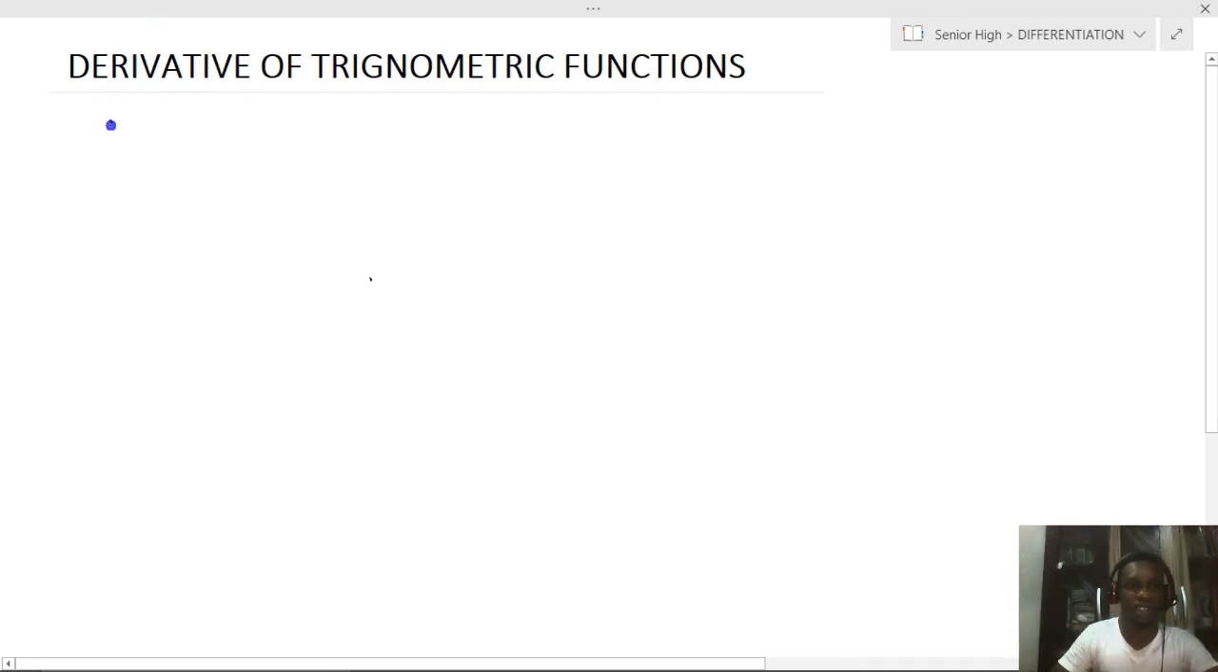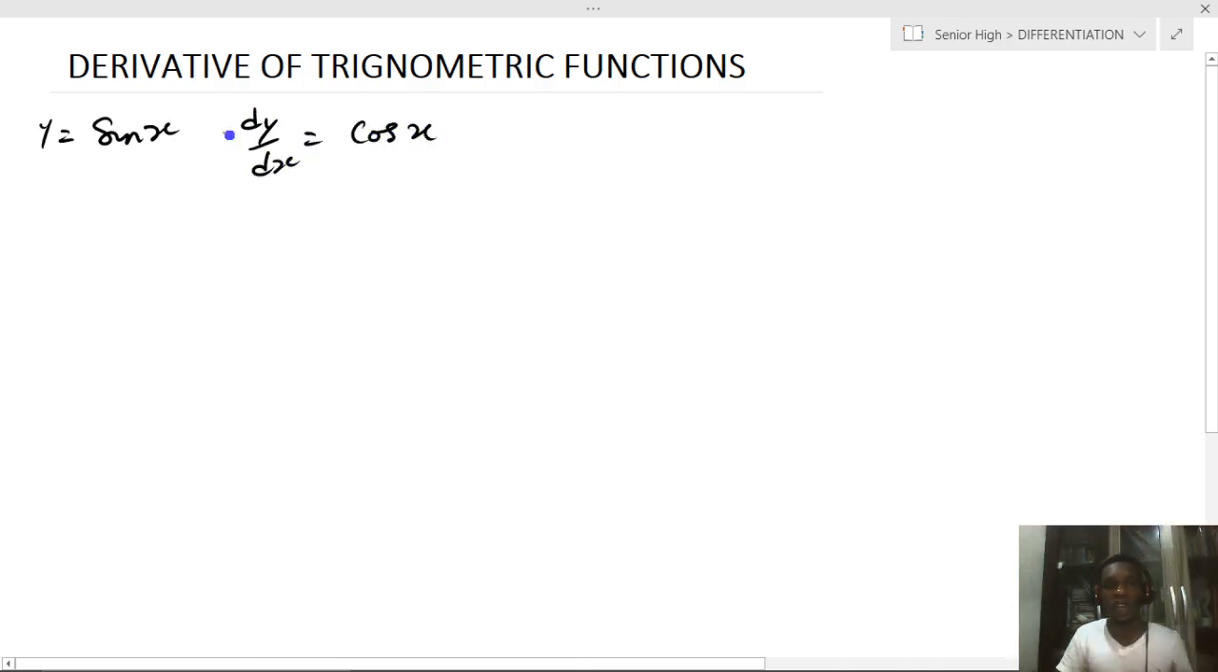That is sine x and cos. So our sine and our cos are actually the basic trigonometric functions. So let's write our y is equal to sine x. And if you find the derivative of y equal to sine x, dy dx will be giving us what? Cos x. So whenever you are given to find the derivative of sine x, we know it's going to give us cos x.